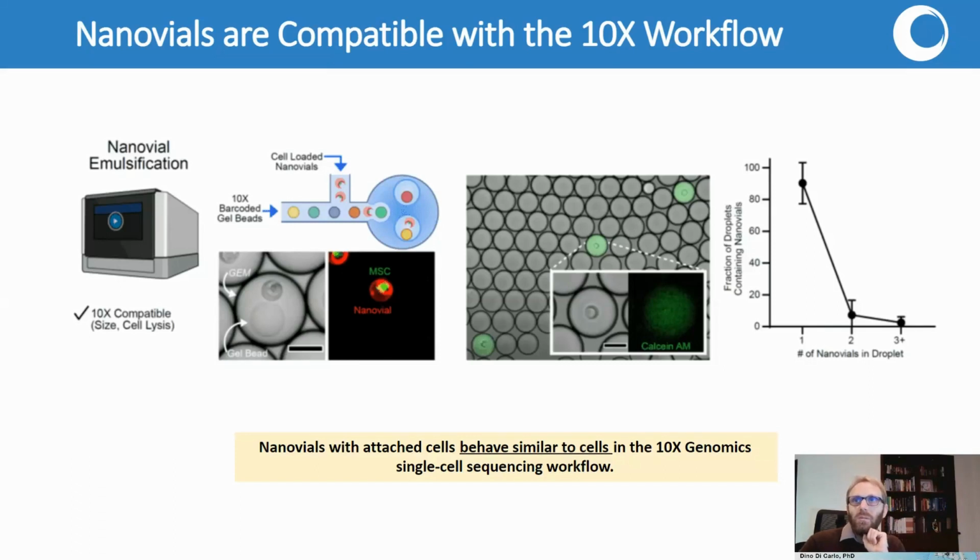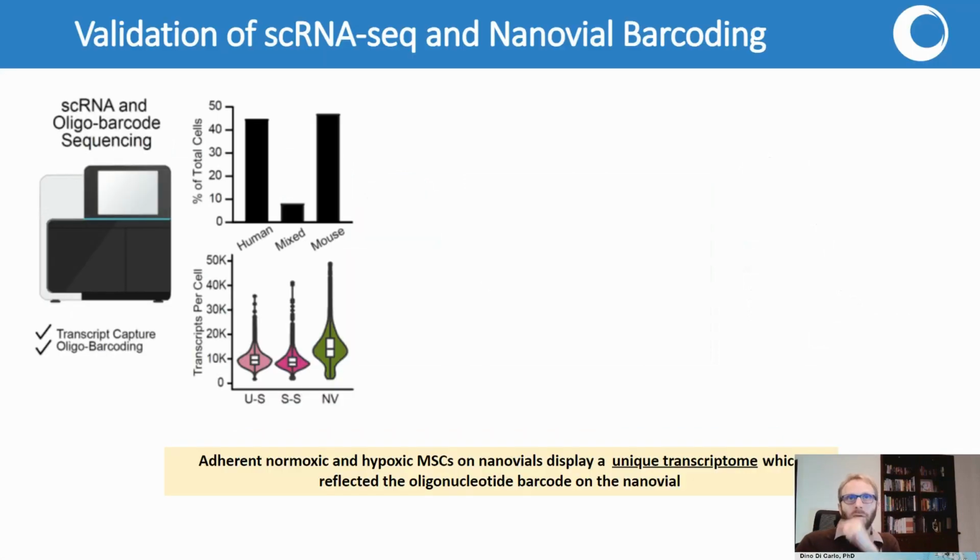And we can control the number of nanovials in droplets in a similar way that you can control cells, following Poisson statistics. We did initial mixing experiments where we had human cells and mouse cells on nanovials, and we saw that they mixed as expected. There was no extra mixing. Something slightly interesting here is that the transcripts per cell that we recovered with nanovials is slightly higher than unsorted cells or sorted cells.